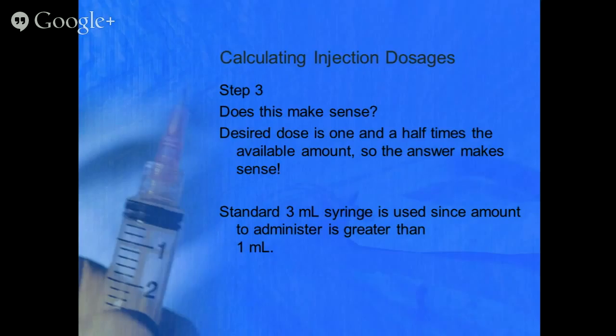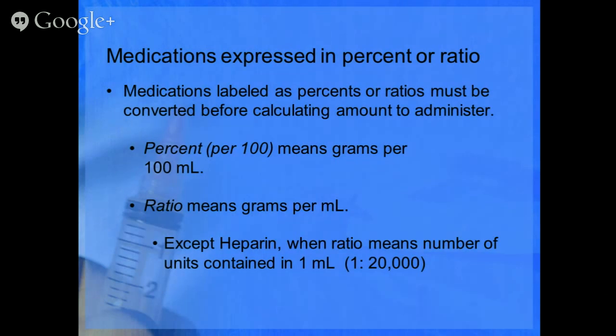So when we look at medication expressed in a ratio or a percentage, medication labeled as percentage or ratios must be converted before calculating the amount to administer. Percent means per 100. It means grams per 100 milliliters. Ratio means grams per ml, except for heparin, when the ratio means the number of units contained in 1 ml.